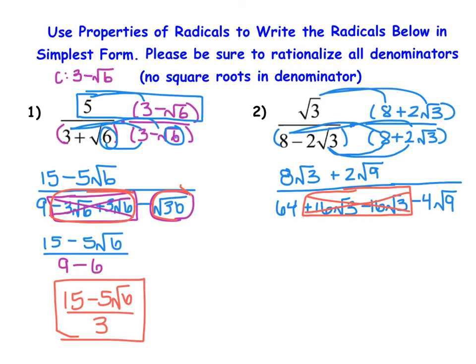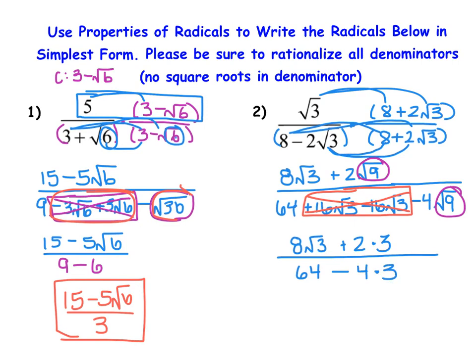Then I start looking for any perfect squares that I can simplify further. Well, what I notice is that up in my numerator, I have the square root of 9. So that can be rewritten as 3. So my numerator becomes 8 square roots of 3 plus 2 times 3. Then my denominator is 64 minus, well, this one also, square root of 9 becomes 3. So that becomes minus 4 times 3.